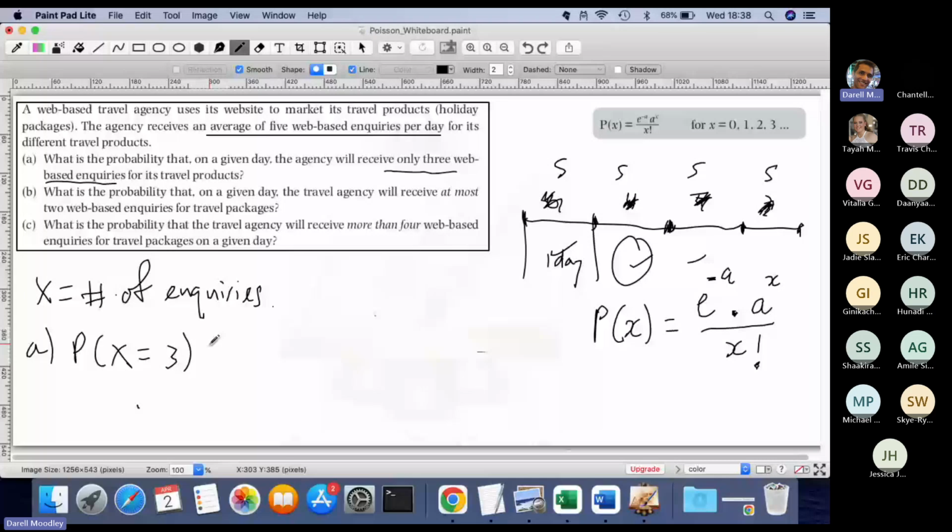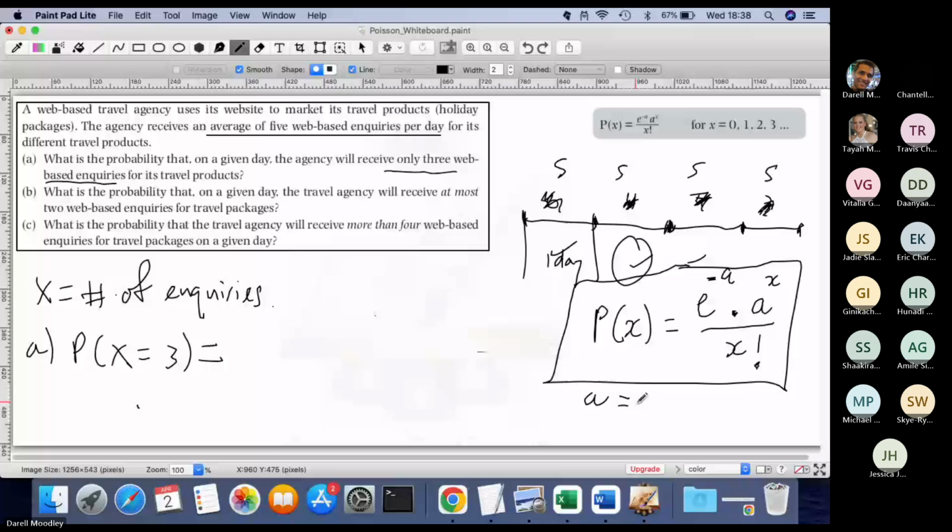Like I said, we know that we're going to use the Poisson distribution, so that means we use this formula here. In this formula, the thing we need to know is A. What is A? A is the average number of instances in that time interval. That will be given to you in the problem. The problem says the agency receives on average 5 web-based inquiries. So A is 5. And the X is just what they're asking us for in the question, so X is 3. We're going to plug in 3 where we see X.